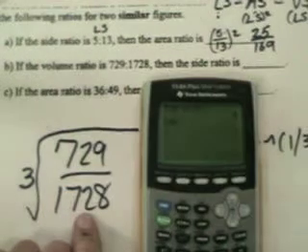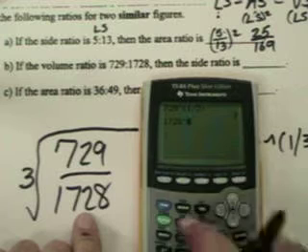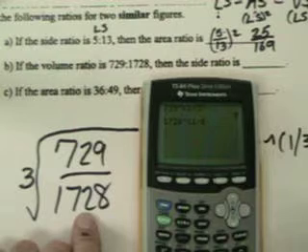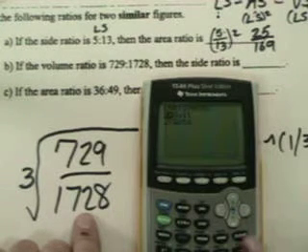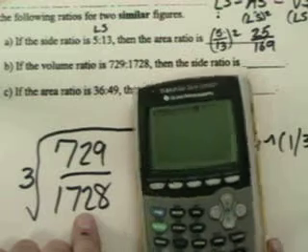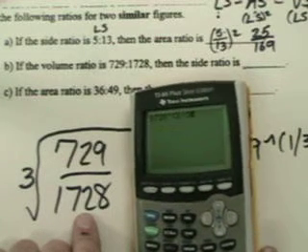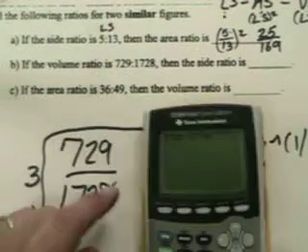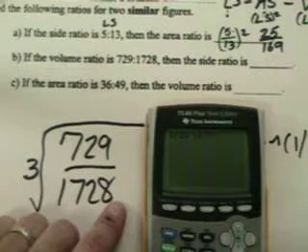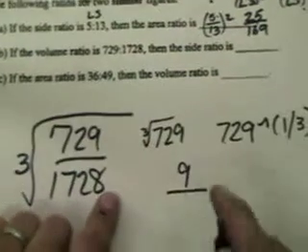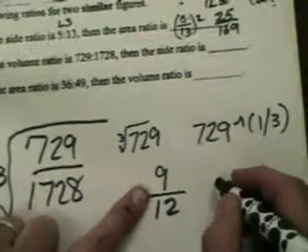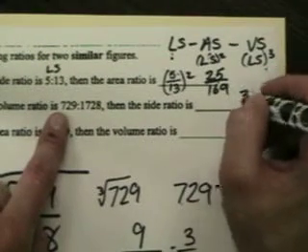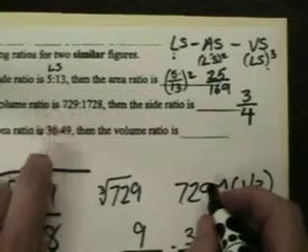And let's see what 1728 raised to the, parentheses 1 divided by 3. What did I do? You should be able to do that. Oh, I used the wrong kind of parenthesis. Figure that one out. It's 12. Oh, that's pretty. I like that. 9 over 12, which I know will reduce to 3/4. So the side ratio is 3 to 4. That's the answer for that one.